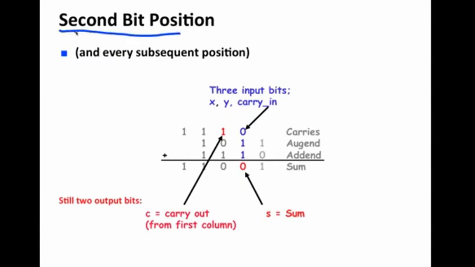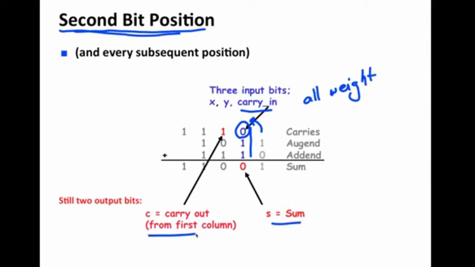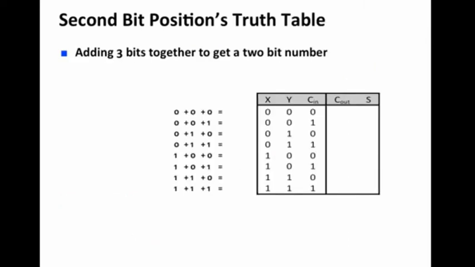In the second bit position and every subsequent bit position, we're now going to have 3 input bits. The reason is that now we have a carry in bit, which was the carry out of the previous bit position. Again, they're all going to have the same weight. And we still have the sum bit coming out and the carry out, which still has twice the weight of the sum bit. So let's see how to produce the truth table for this circuit.